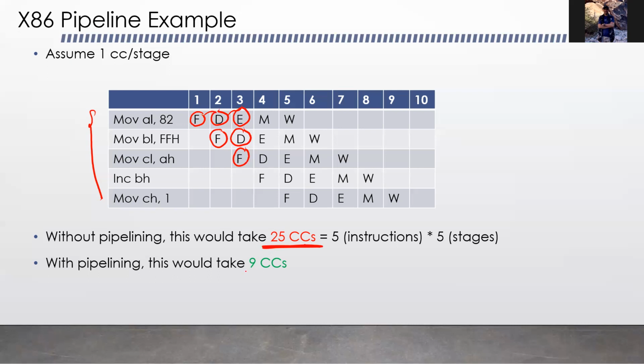But with pipelining, it's now only 9 cycles. This is cycle 1, and the last instruction finished at cycle 9. So only 9 cycles. So the speed up here is basically 25 divided by 9, which is 2 something, which is very good.